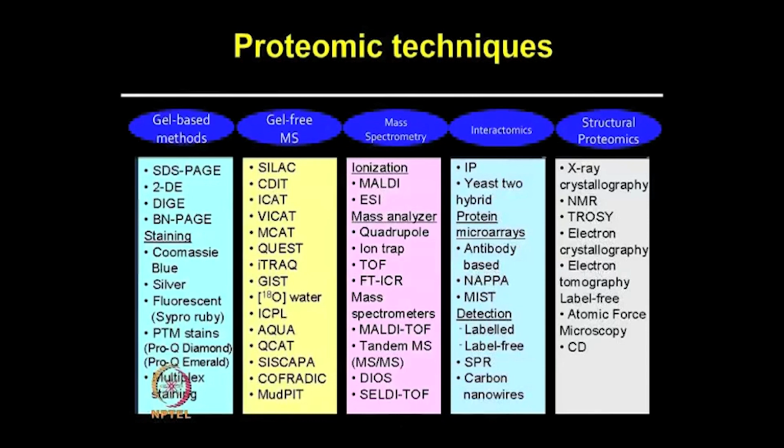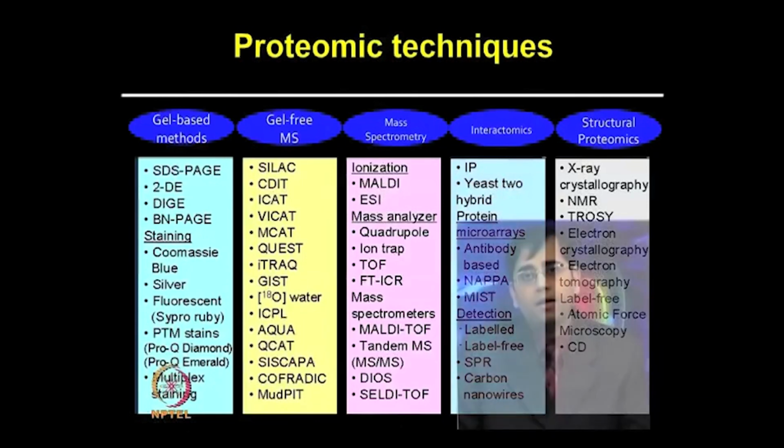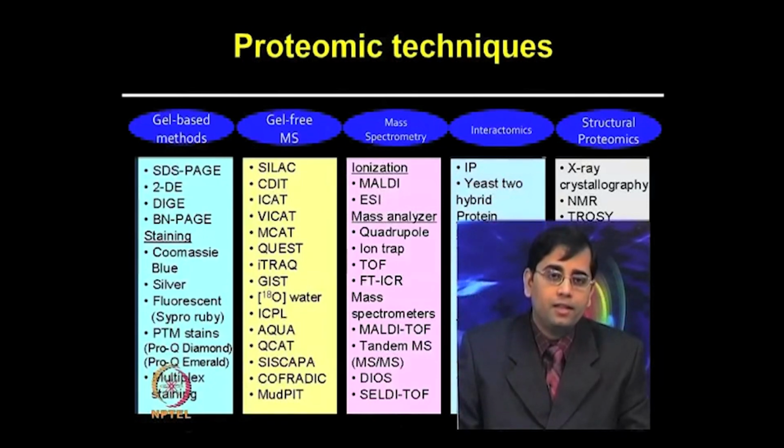The basic mass spectrometry, which is central to the proteomic application, includes different types of ionization sources such as matrix-assisted laser desorption ionization, MALDI, electrospray ionization, ESI, and different types of mass analyzers such as quadrupole, time of flight, ion trap, and Fourier transform mass spectrometry. Then different types of tandem MS based systems are also used. The surface enhanced laser desorption ionization time of flight, SELDI-TOF, is also used for various clinical applications.